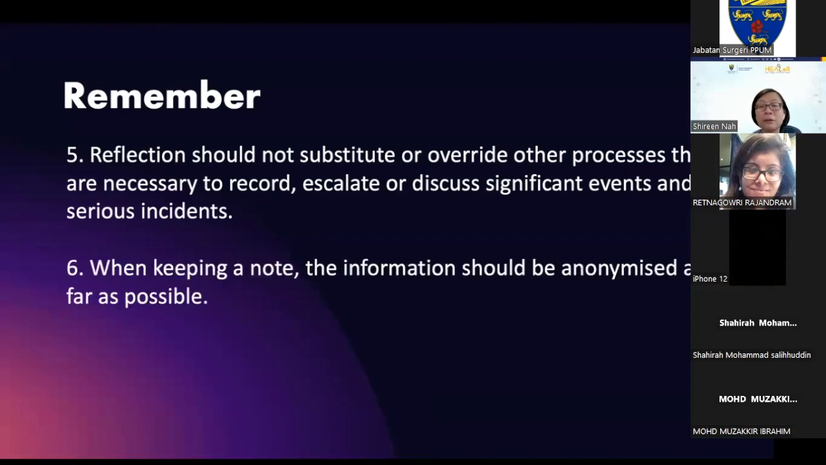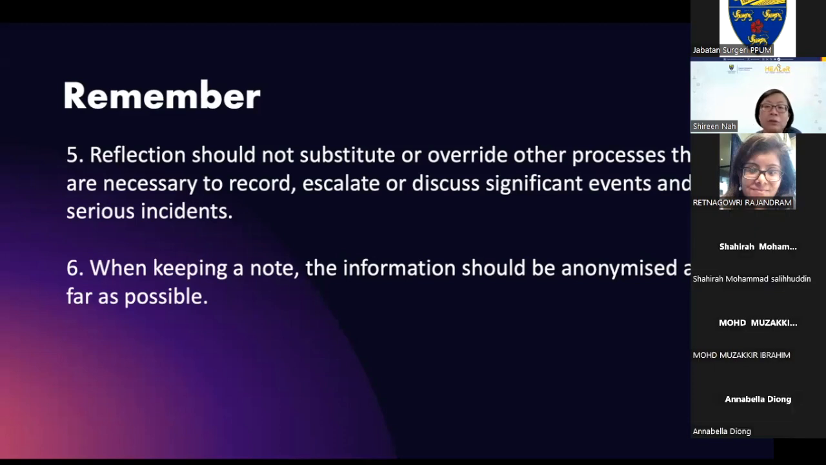Sometimes you may keep a note or a journal, a reflective journal. That is what is often recommended in other training areas, in the UK or Australia. If you're keeping a journal, remember, you must anonymize it. Don't write the whole name with the RN and everything. Sometimes a patient may have a very unusual name that even writing one word of it already identifies the patient. So you must be aware that if you are keeping these notes in a diary or a journal, you should be anonymizing the information.